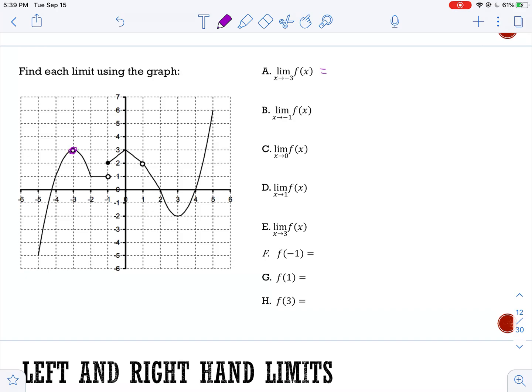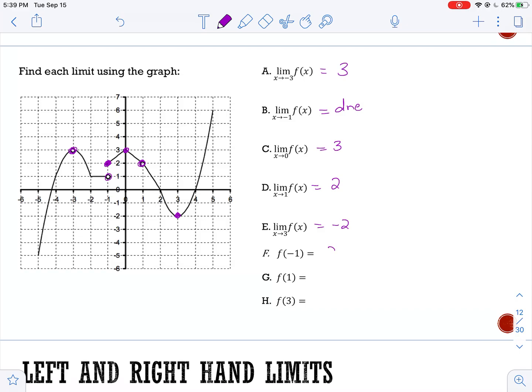All right. The limit at -3, the height of the graph at -3 is 3. So the limit there is 3 because on both sides it's approaching 3. The limit at -1, notice it's approaching two different heights at -1, so the limit there does not exist. At 0, it's approaching a height of 3 from both sides, so the limit is 3. At 1, from both sides, it's approaching a height of 2, so the limit is 2. At 3, from both sides, it's approaching a height of -2, so the limit is -2.